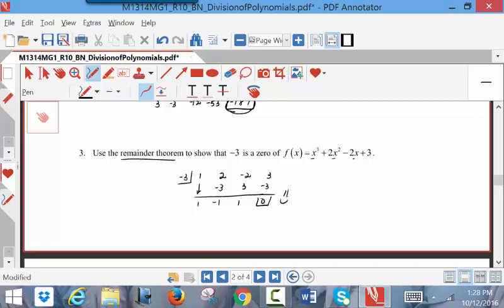This is a good thing. So now let's think. The remainder theorem says that this creates this ordered pair point. Now look at the question. Use the remainder theorem, which I just did, to show that negative 3 is a 0 of this function. Does this show it? What does it mean to be a 0? An x-intercept. Is this on the x-axis? Yes. So we just did it, right? There it is. This is an x-intercept, which is the same thing as a 0.